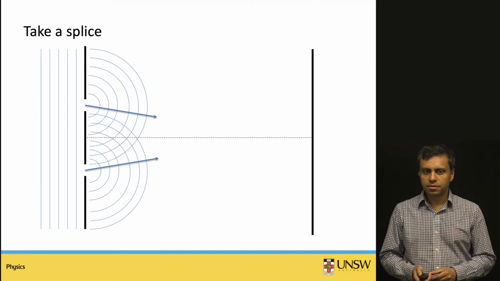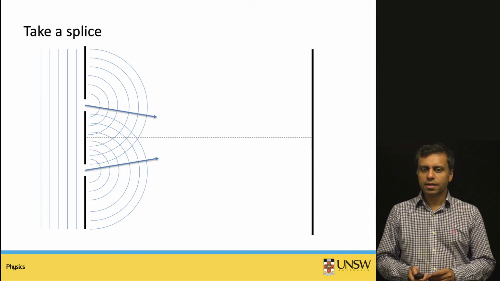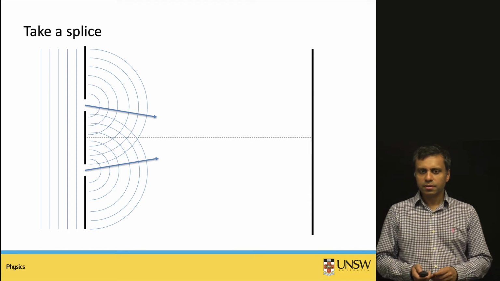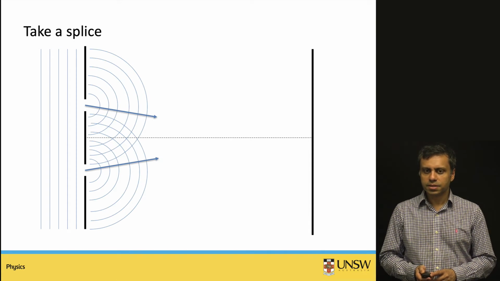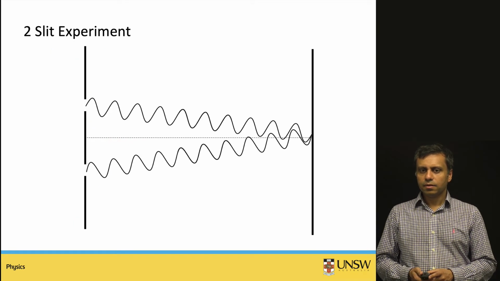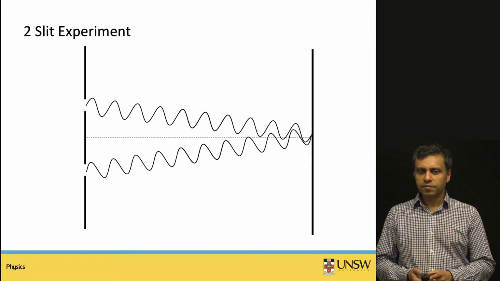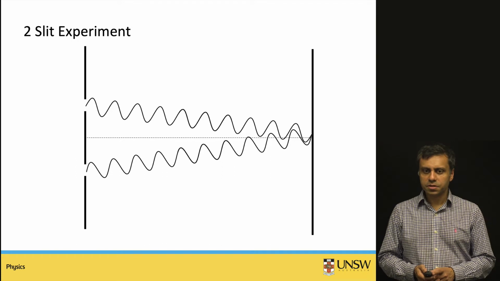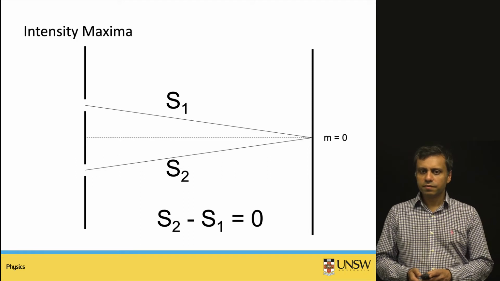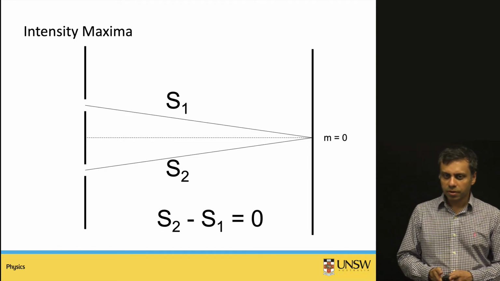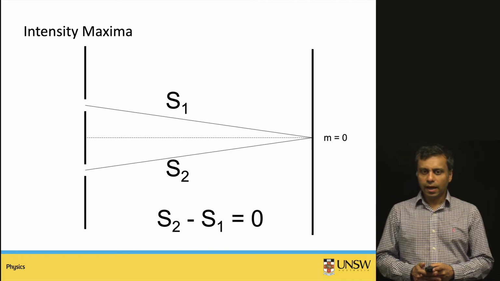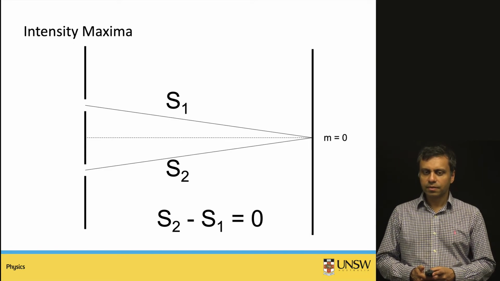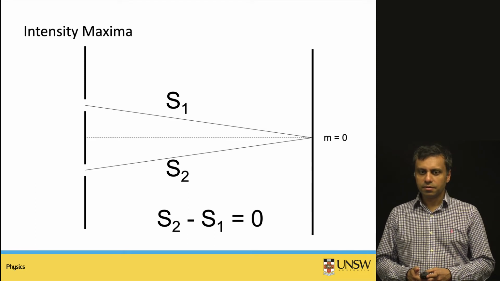These arrows are showing a slice basically through the wavefront and showing the direction of propagation of the waves. And this shows two waves from the two slits interfering at the central position. If the two waves are coherent and in phase, and their path difference in this case at the center is 0, the phase difference is also 0.